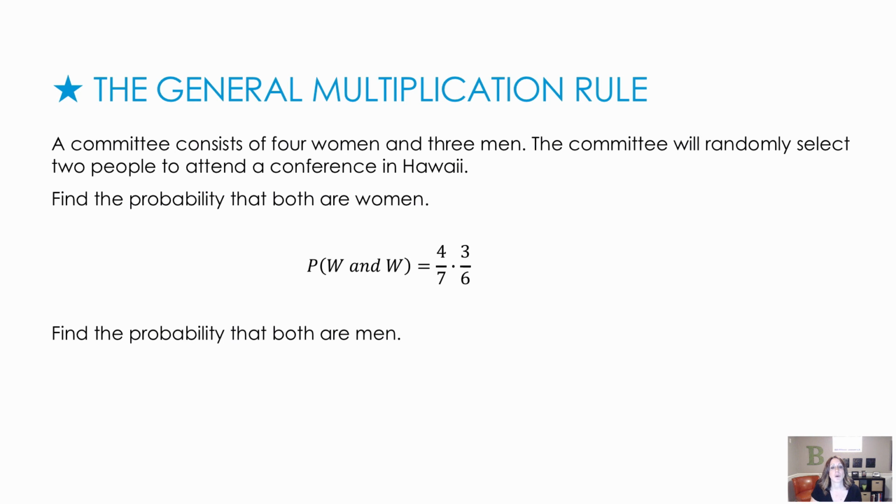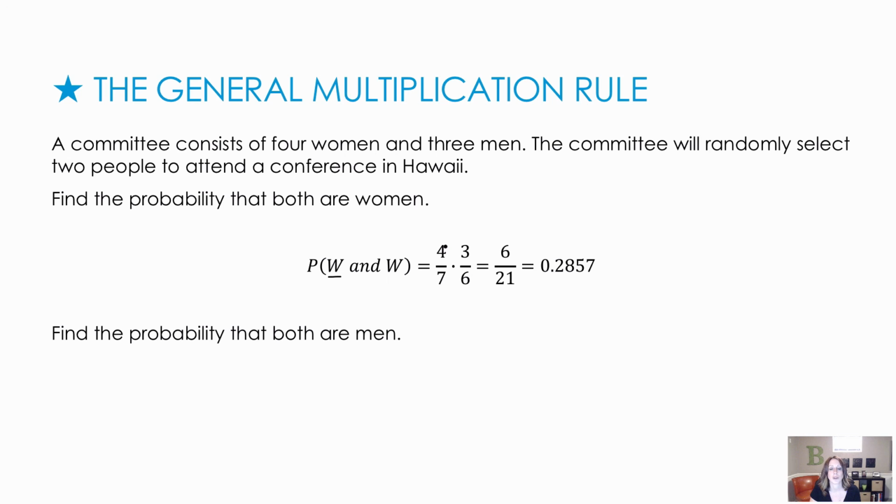So again, the first one is the probability of woman and woman. There are 7 people total, 4 of them are women. We're going to assume that we have now found a woman to go, which means there are only 3 women left to choose from out of 6 total people left. I would multiply and reduce, and then find that answer as a decimal.